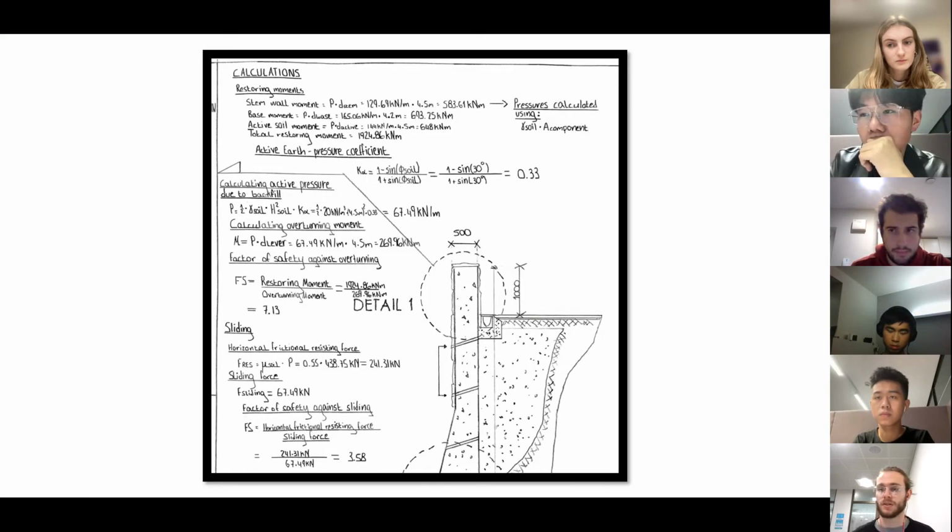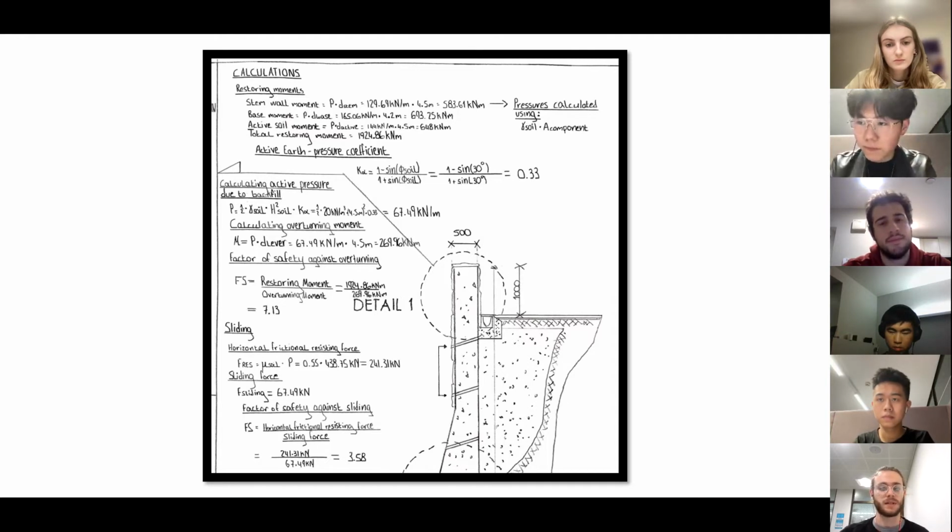When making calculations with our dimensions, we considered the restoring moments as well as the moments caused by hydrostatic pressure as well as pressure caused by the backfill. And when considering sliding, we considered the frictional forces caused by the soil that are going to prevent the retaining wall from collapsing in comparison to the horizontal forces caused by the backfill as well as the surfaced road. Running through our checks, we got a factor of safety of 7.13 when considering overturning moments, and a factor of safety of 3.58 when considering sliding.